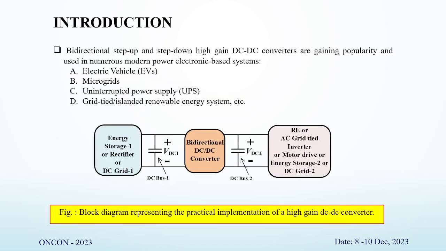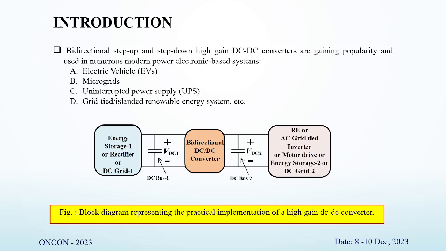Introduction. Bidirectional step up, step down converters are gaining popularity and are used in numerous modern power electronics based systems like electric vehicles. Suppose in electric vehicles the battery level voltage and machine level voltage are not matching, then a high gain DC-DC converter is useful for this application. And in the regenerative case, energy also can be stored in a battery.